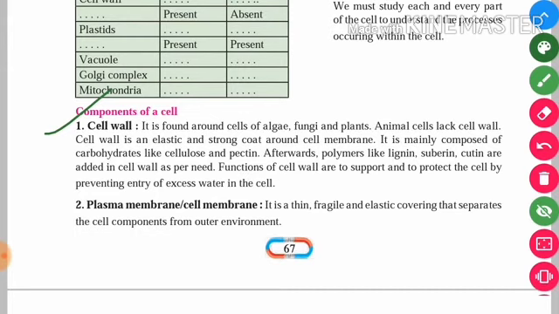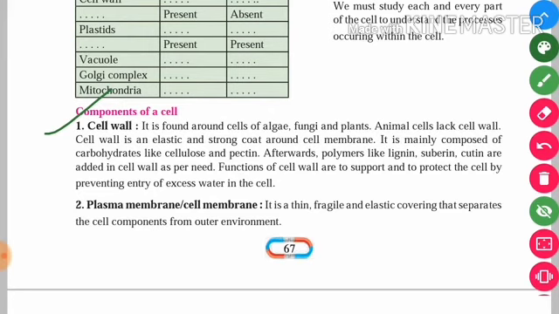So animal cell lacks a cell wall, animal cell मध्ये cell wall नसतो. Cell wall is an elastic and strong coat around the cell membrane. It is mainly composed of carbohydrate, like cellulose and pectin. Afterward, polymers like lignin, suberin and cutin are added to the cell wall as per need.